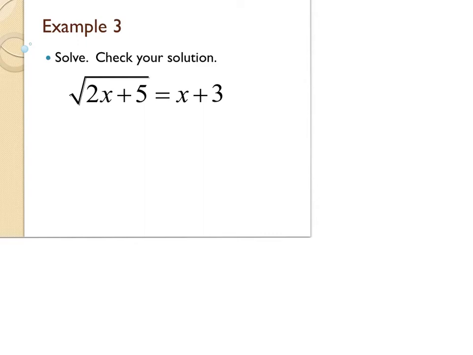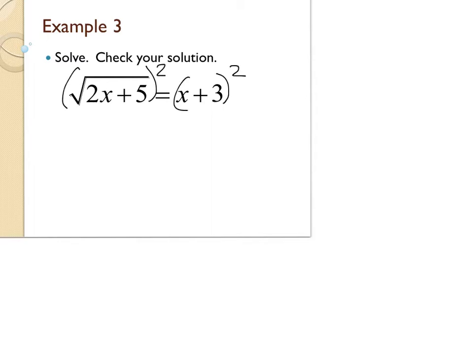Okay, so we have another example here where I'm going to solve something with a radical. So how do we get rid of a radical? We're going to square it. We have to be careful on what we do on the right-hand side. Notice there's no radical there, but we have to have balance. So what we do to one side, we have to do the other.